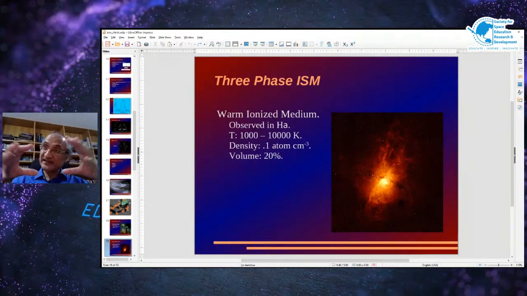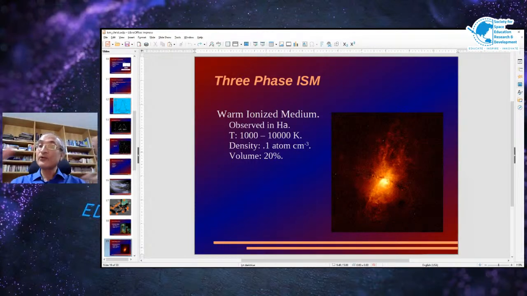Then outside of these giant molecular clouds, you get the warm neutral medium and the warm ionized medium. And this is like the cloud that our sun is in, that local interstellar cloud. A temperature between 1,000 and 10,000 degrees, a density of maybe a tenth of an atom per cubic centimeter, all the way up to maybe 10 atoms per cubic centimeter. And this is maybe 20% of the volume of our galaxy.